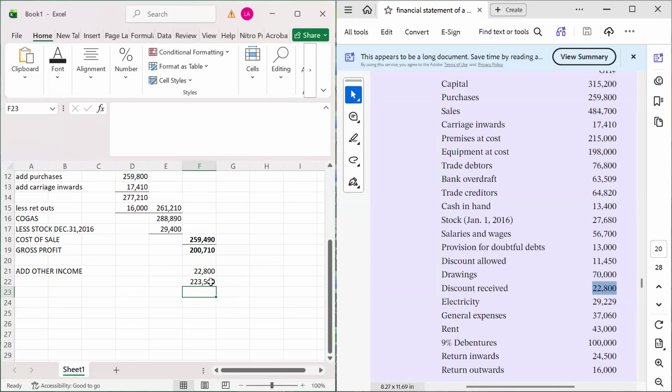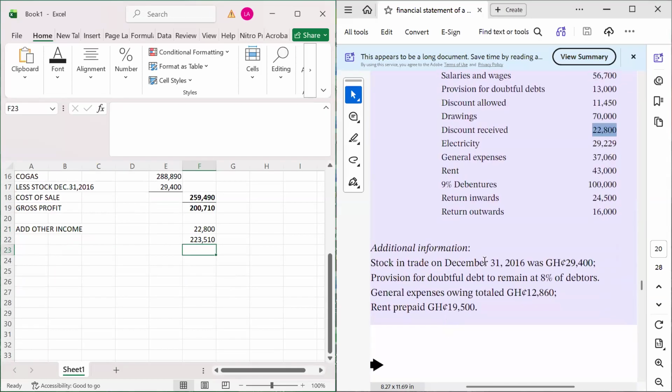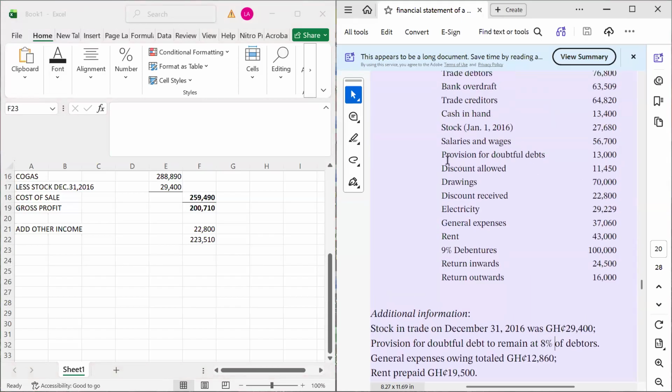Okay. Now, because of the adjustment that we will be having here, there is something, you see, they're giving us provision for doubtful debt to remain at 8% of debtors. Meanwhile, when you come into the question, they had already charged provision for doubtful debt 13,000.